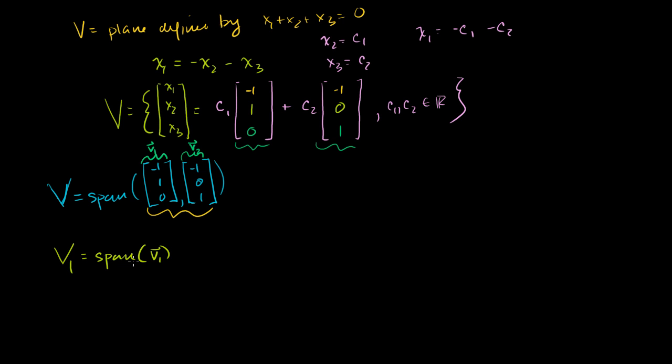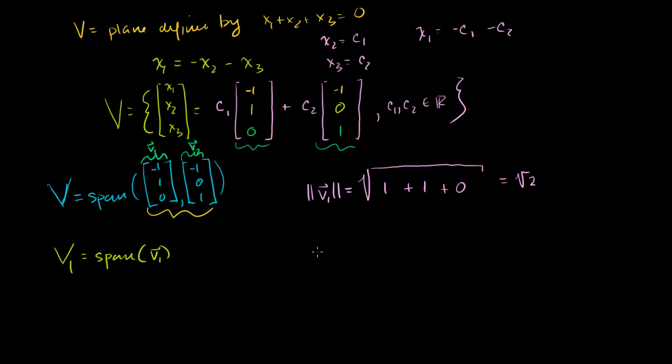Well, we saw in the last video, if we just divide v1 by its length, then the span of that vector is going to be a unit vector, and it's going to be the same thing as this subspace V1, as this line in R3. So let's do that. What is the length of v1? The length of v1 is equal to the square root of minus 1 squared, which is 1, plus 1 squared, which is 1, plus 0 squared, which is 0. So it's equal to the square root of 2.